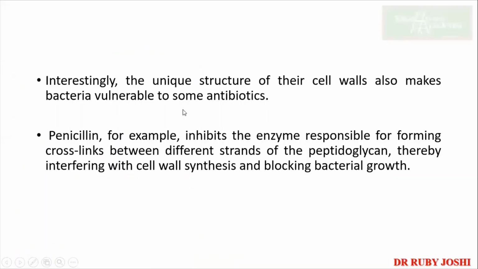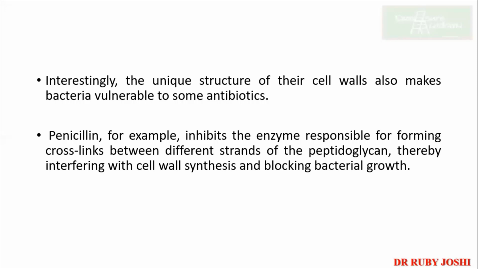Now interestingly, the unique structure of their cell walls also makes bacteria vulnerable to some antibiotics. Already we saw certain antibiotics. Those antibiotics are secreted by other bacteria. Whenever two different species of bacteria are present, in order to survive and get all the resources, they start secreting antibiotics. Sometimes these antibiotics are lethal to the other species of bacteria. For example, just now we saw vancomycin and bacitracin.